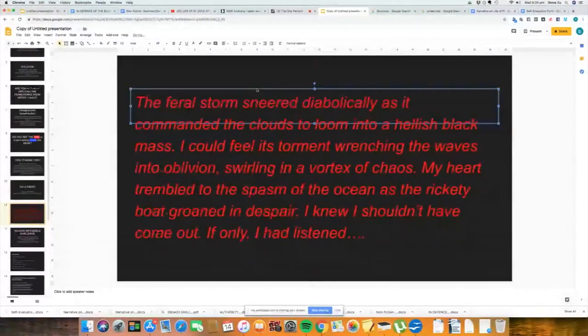The feral storm sneered diabolically as it commanded the clouds to loom into a hellish black mass. I could feel its torment wrenching the waves into oblivion, swirling in a vortex of chaos. My heart trembled to the spasm of the ocean as the rickety boat groaned in despair. I knew I shouldn't have come out if only I had listened.